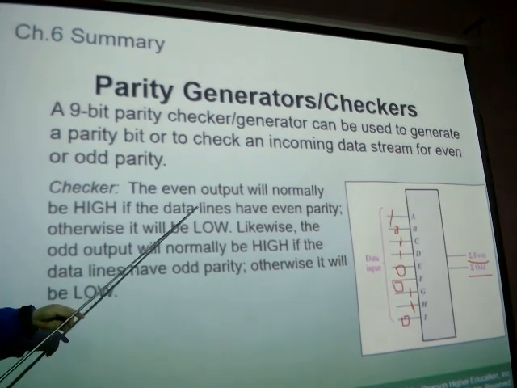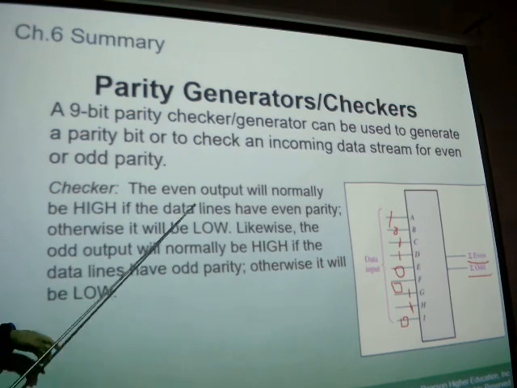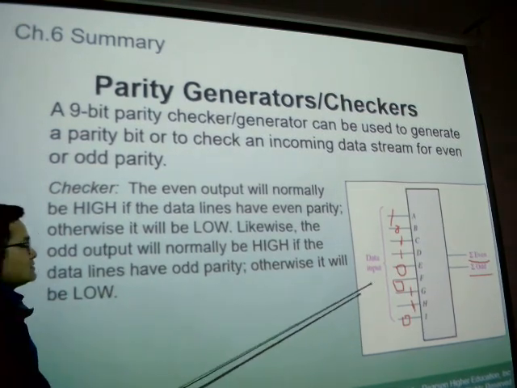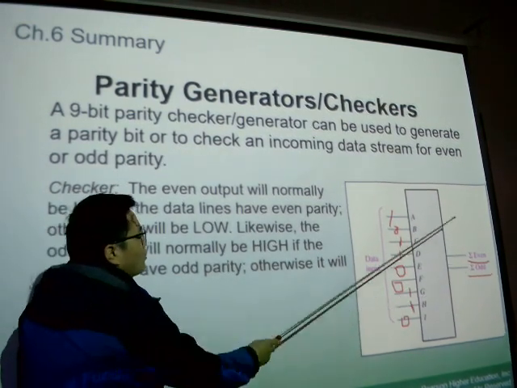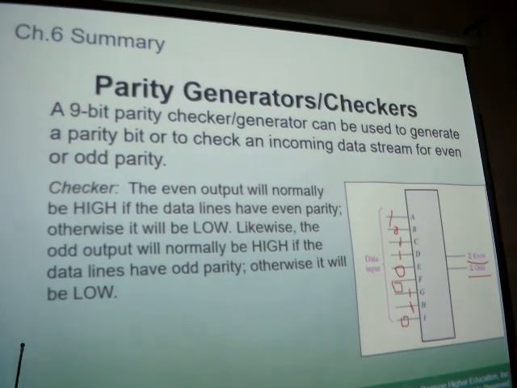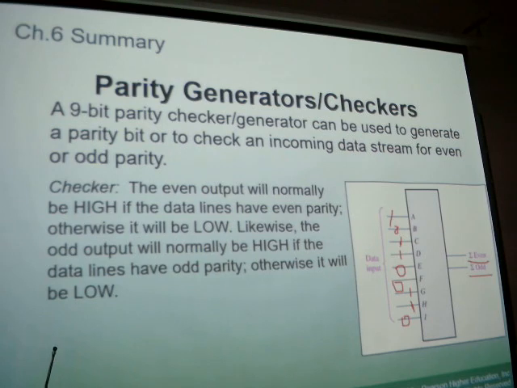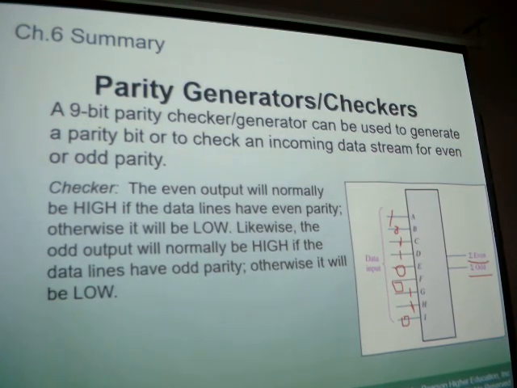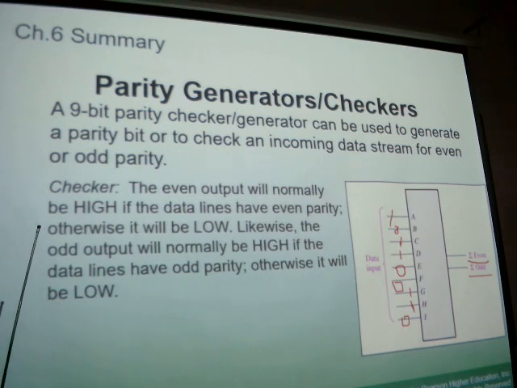According to the definition, the odd output is 1, but the even output is 0.